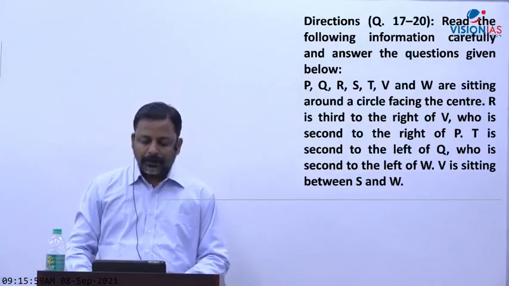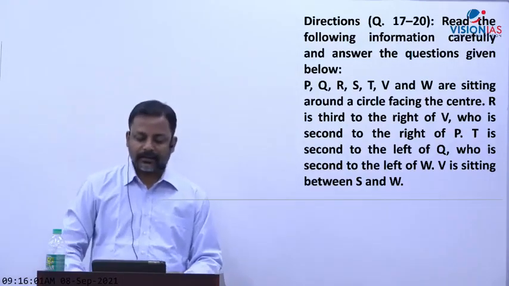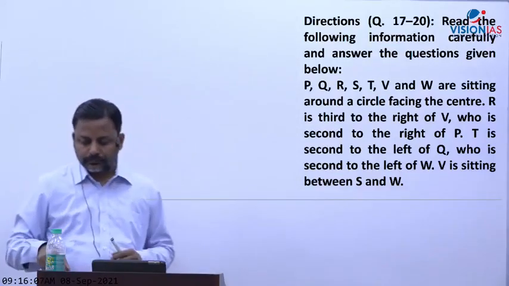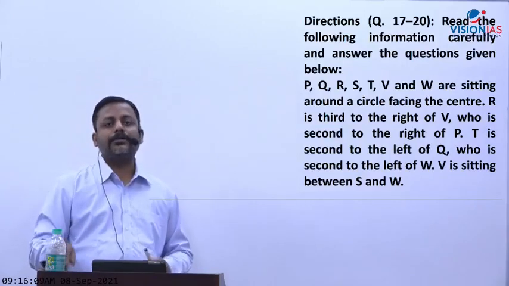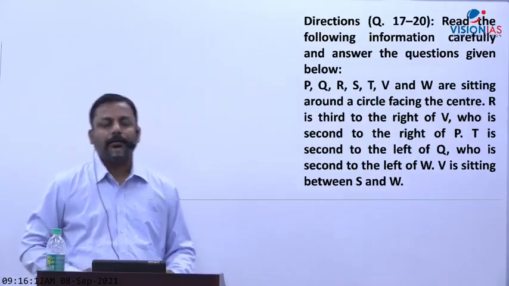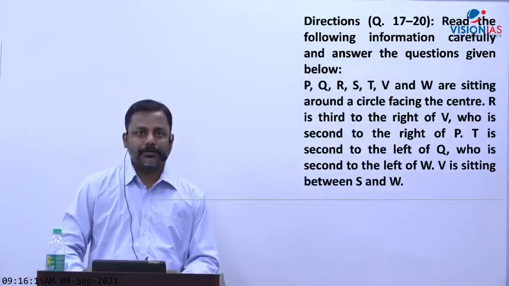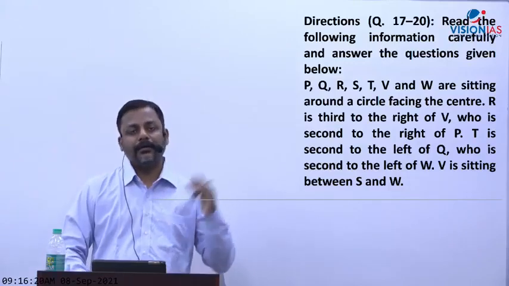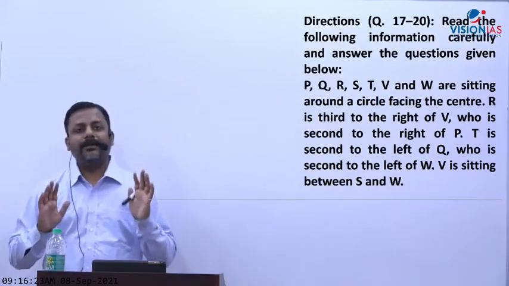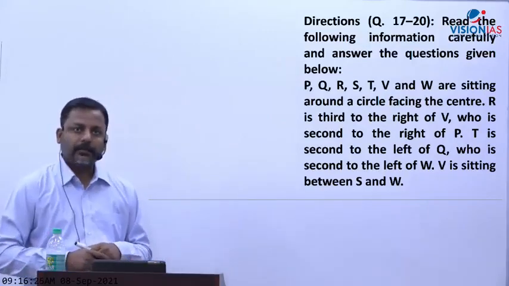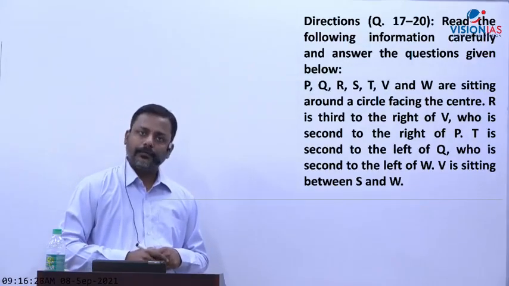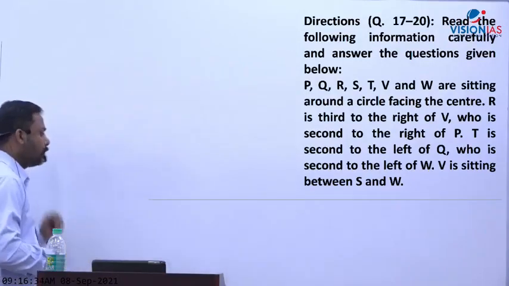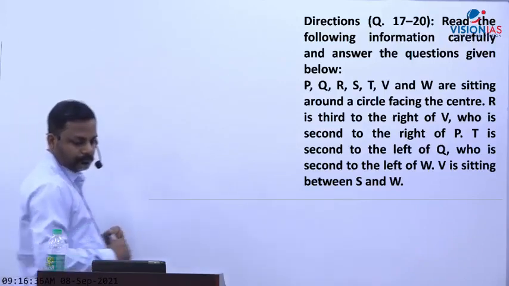Now, P, Q, R, S, T, V and W are sitting around a circle facing the center. It means there are 7 persons. So whenever you find a question, the set of information a bit lengthy, we will try to make short notes of that particular information. And then we will put it in the formation. This is the basic way of solving a question of seating arrangement. So at first, we will make the short notes of the given information and then we will place it on the table.